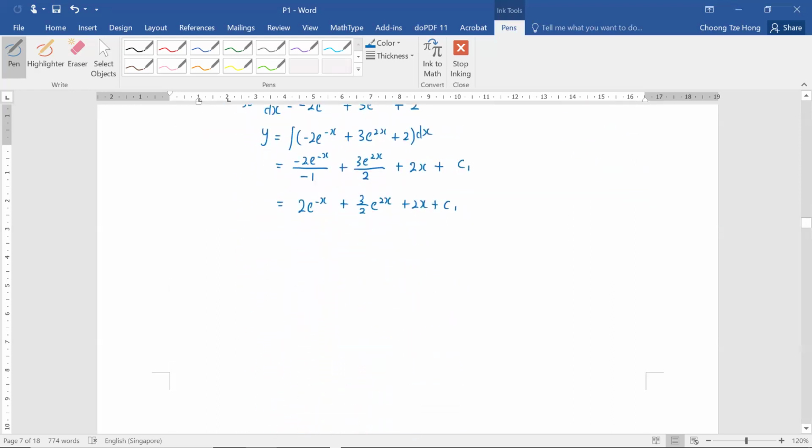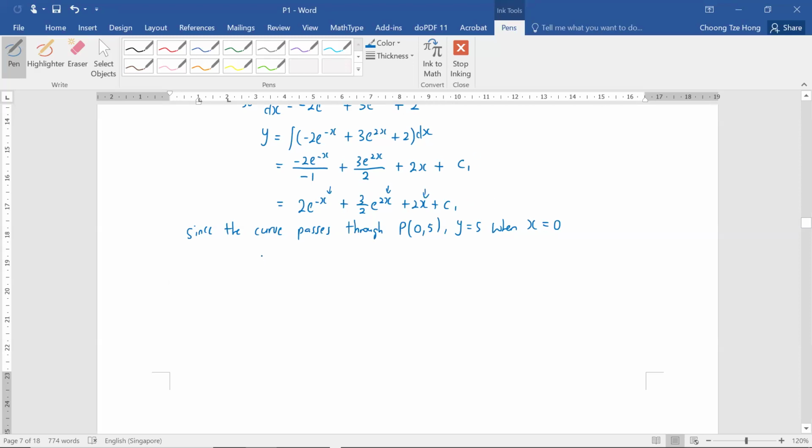Okay, so we'll write over here. Since the curve passes through P(0, 5), y equals 5 when x equals 0. So y equals 5 when x equals 0. So we'll sub x to be 0 over here, here, and here, and then equate it to 5.